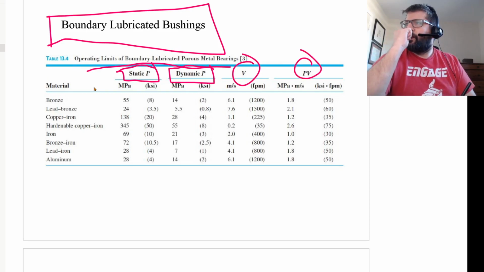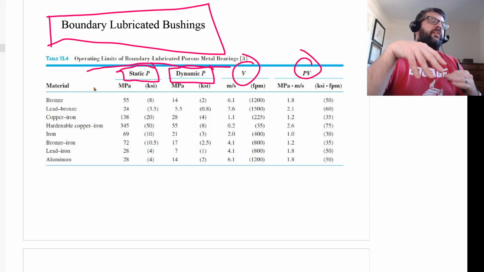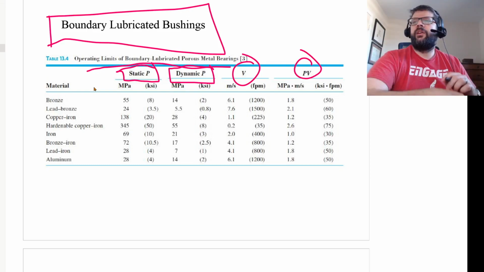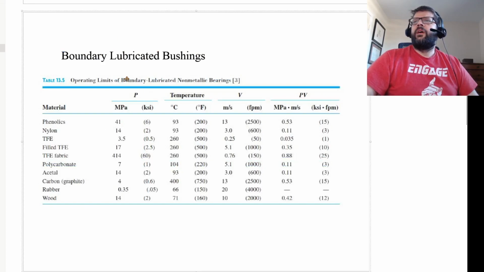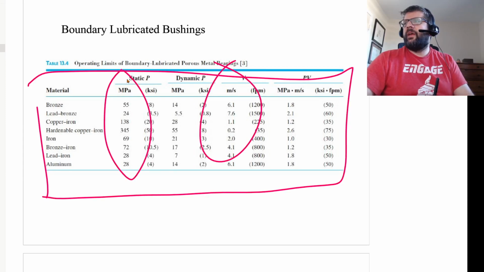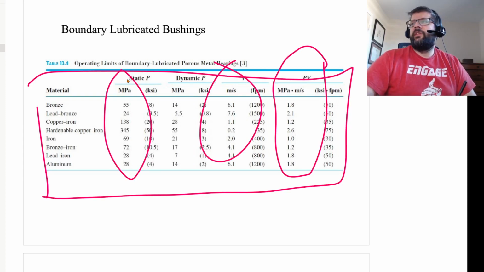The velocity will be the relative velocity between the bushing and the journal, I guess the shaft itself, where they're in contact. So you're going to have limits on what you can expect for capacity, based upon the pressure and based upon the velocity, and also based upon multiplying those two things together.